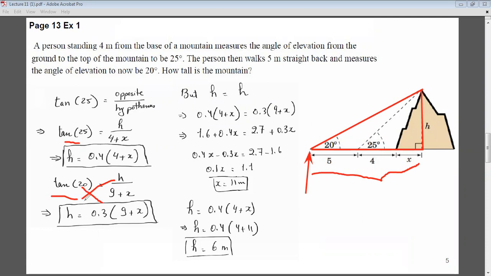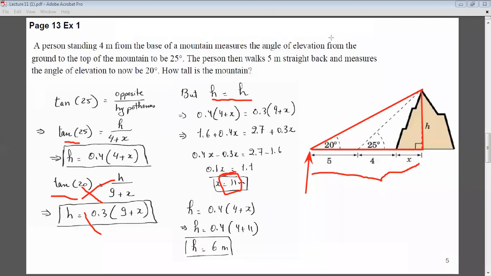So h equals this and h equals this, but h is equal to h. So the first amount is equal to the second amount. 0.4 into 4 plus x equals 0.3 into 9 plus x. Expand: 1.6 plus 0.4x equals 2.7 plus 0.3x. Bring 0.3x this way, 0.1x will be, bring 1.6 the other way, 1.1, so x is equal to 11.